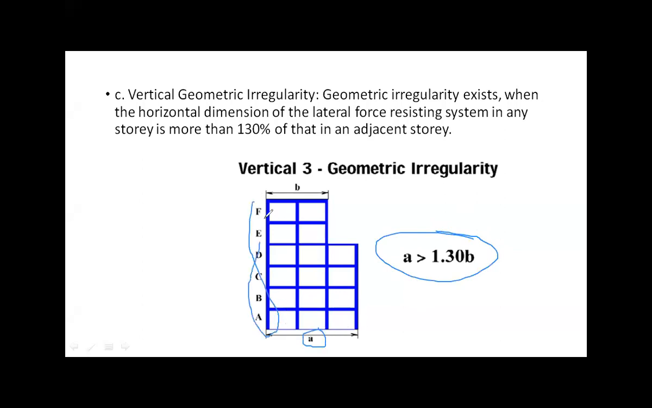These are the whole stories, and this story height should be, that is the A base dimension should be greater than 1.3 B. That is the dimension from here to this dimension here. So that dimension and that dimension. Okay, again there should be a second point. All the depths, whatever the height for A, B, C, D, and F, that should be same for all. The geometric irregularities exist when the horizontal dimensions of the lateral force resisting system in any story is more than 130% of an adjacent story.